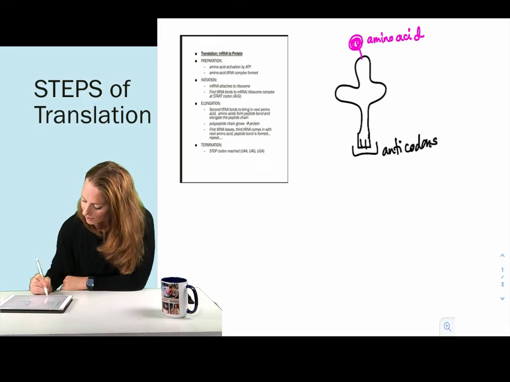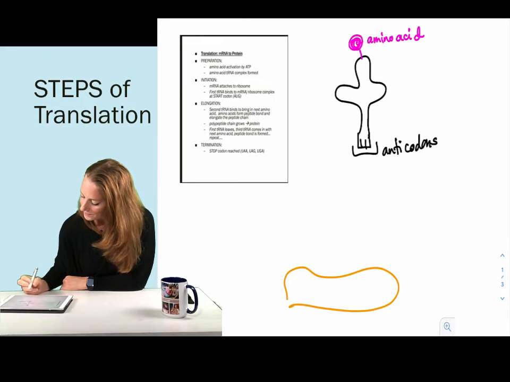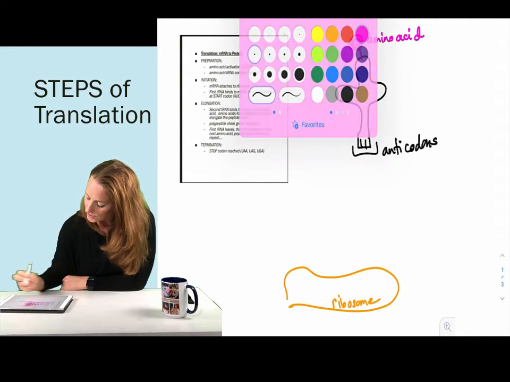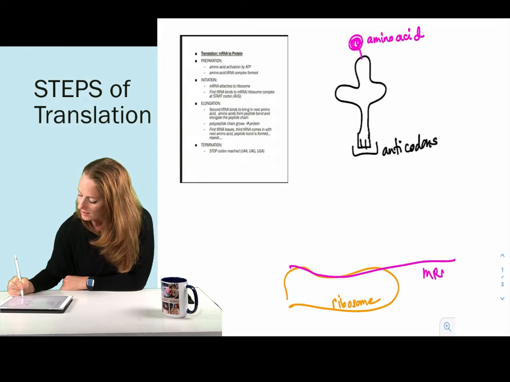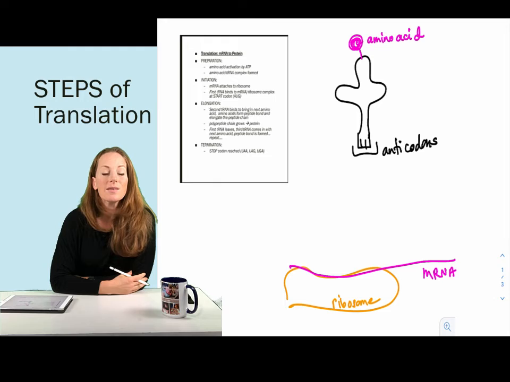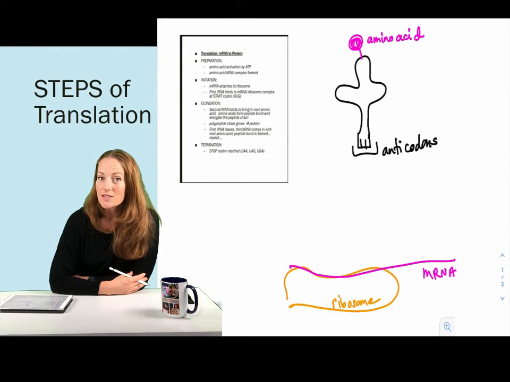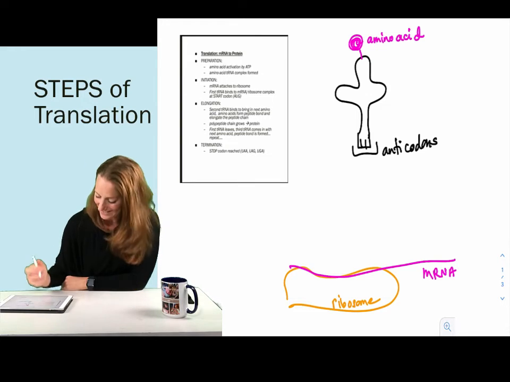So now we have our small subunit of ribosome, and our mRNA transcript is going to come in and dock onto that small subunit of the ribosome. It's going to start at, yep, you guessed it, the start codon.